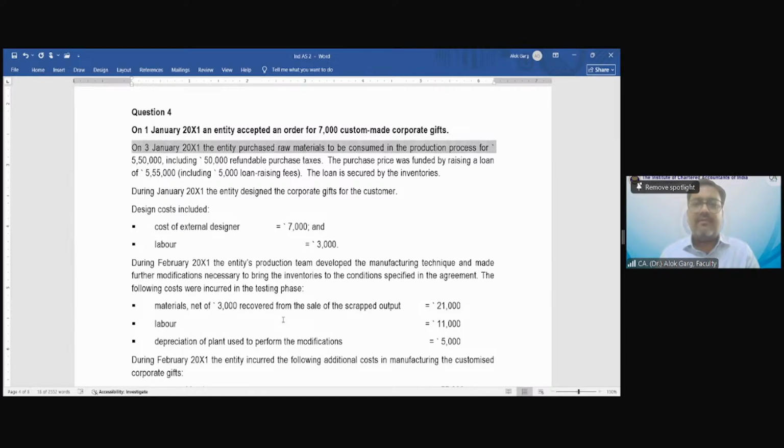On 3rd January, the entity purchased raw material to be consumed in the production process for 5,50,000, including 50,000 refundable purchase taxes. What is the conclusion of this line? Raw material cost will be 4,50,000: 5 lakh minus 50,000.